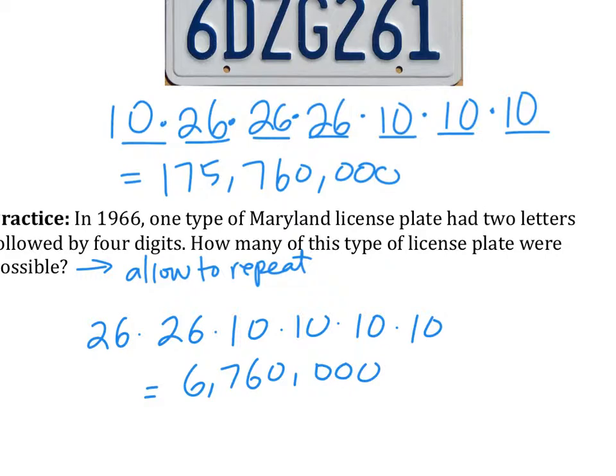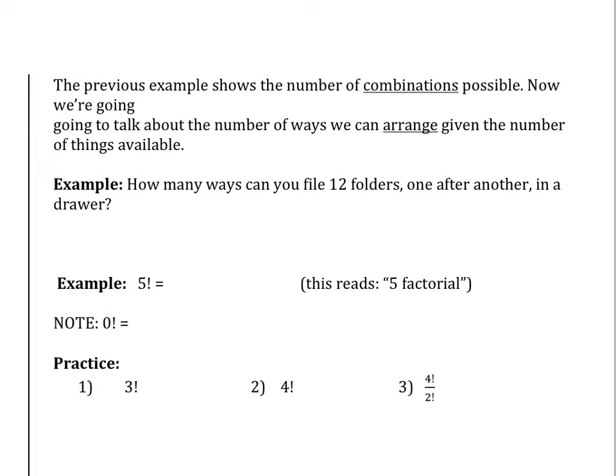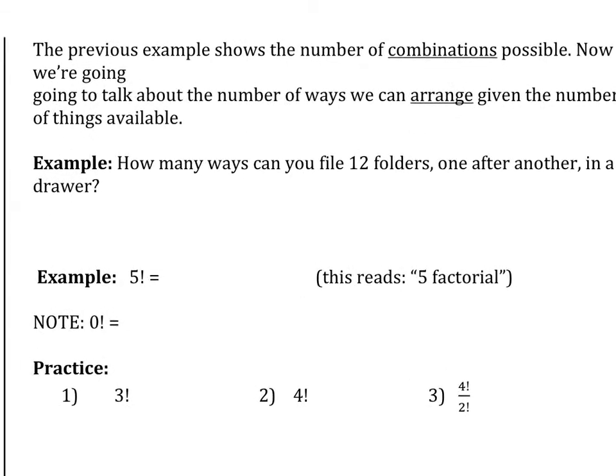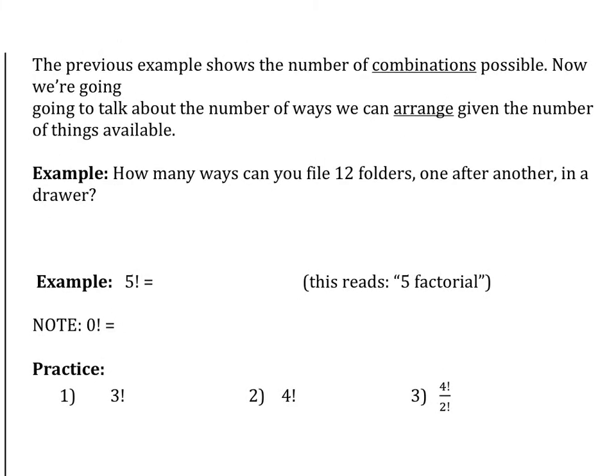All right, let's try another one. This one has more to do with the video you watched. Okay, so the previous example shows the number of ways you can figure out combinations of something. This time we're going to talk about how many ways you can rearrange the number of things available. Okay, how many ways can you file 12 folders, one after another, in a drawer? So you have 12 folders. You're going to put them in a drawer. How many ways can you rearrange all 12 folders? So let's think about it.